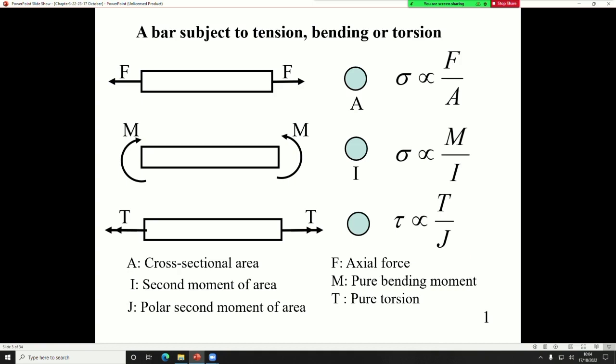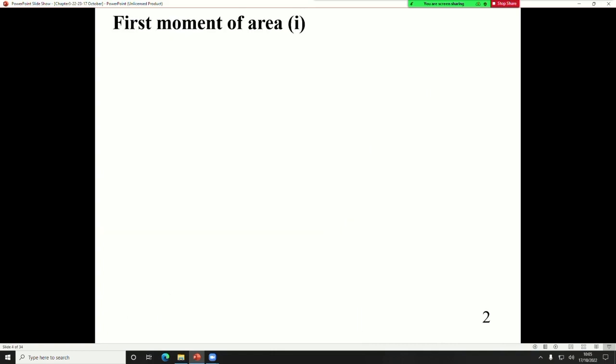So this is why we are doing it. As I said, this section is purely mathematical, but as an aerospace engineer, you need to have a good understanding of how to find the properties, or cross-sectional properties, of members. So, as I said, you're already familiar with area. So this is the first, yes please.